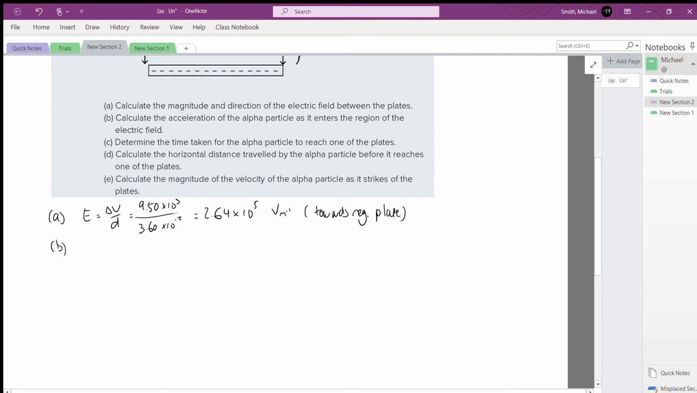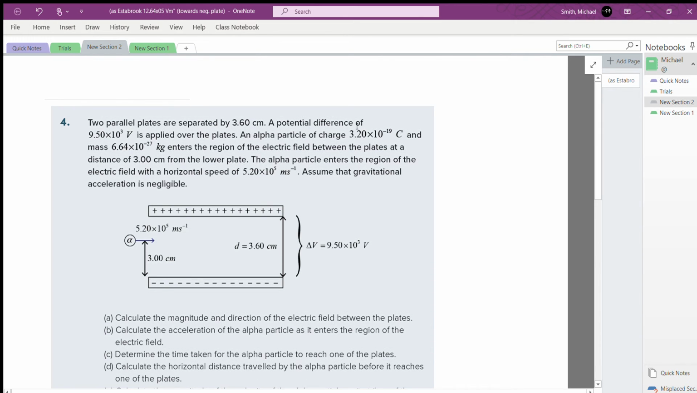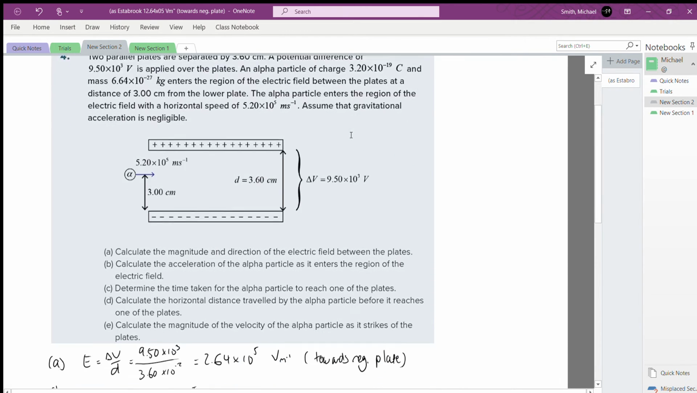Part B is fairly straightforward as well. Here we just need to calculate the acceleration of the alpha particle. So just using our expression a equals EQ on m, we've just calculated the magnitude of the electric field. So that's just 2.64 times 10 to the power of 5. The charge of an alpha particle is in the question if you're not sure about it. So that's just the charge of 2 protons.